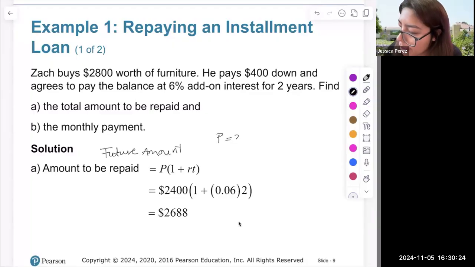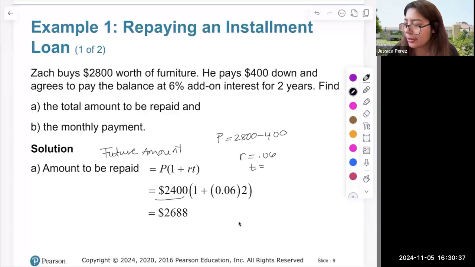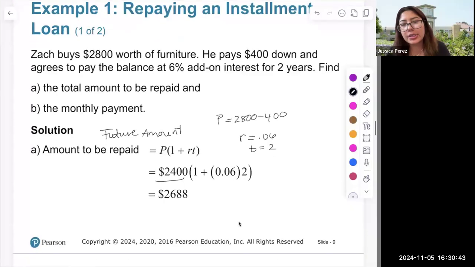And we know that's going to be the principal amount. So P is 2,800 minus the $400 that he put down. So P is 2,400 times 1 plus the rate. Remember the rate is 0.06 and T, the years, is 2 years. So at the end of the day, Zach will repay $2,688. And this is how much he has to repay.